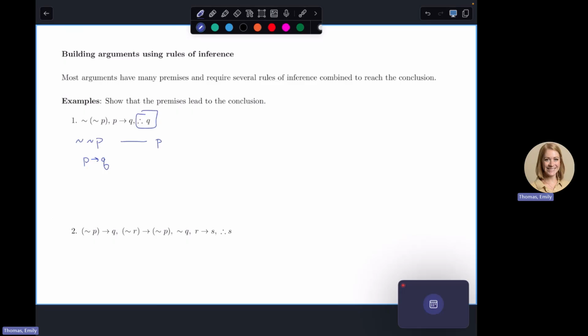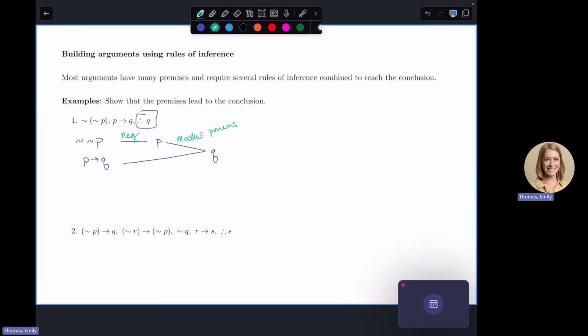Okay. And then I hope that you can see that we can combine these two and we get Q. And I'm going to go through and write this. This is negation. That gets us to there. This is modus ponens here. So we get our conclusion Q. That one's relatively straightforward. We can do harder ones, though.